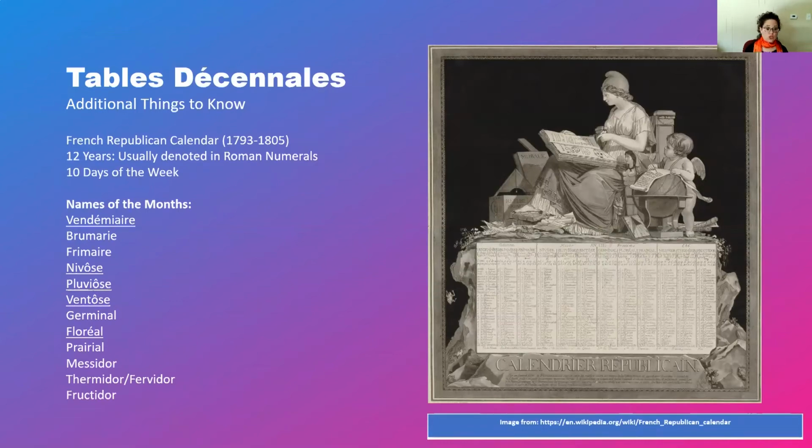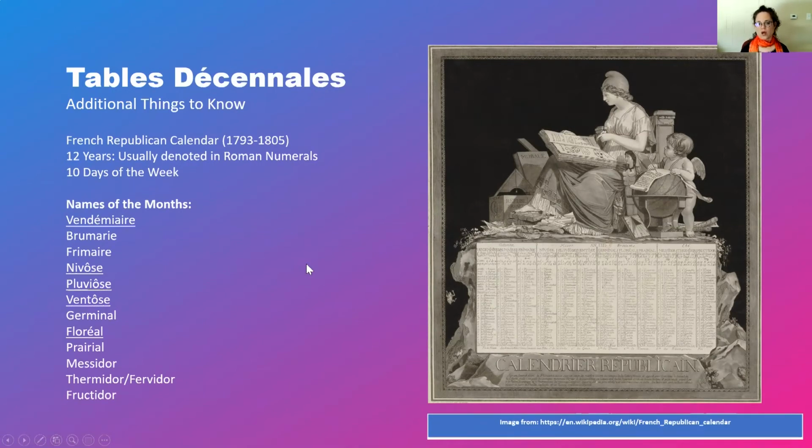It was in use for 12 years approximately. They usually denoted these years in Roman numerals, so year 1 would be in the Roman numeral, capital I. They had 10 days of the week. This is a list of names of the month that could help you: Vendémiaire, Brumaire, Frimaire, and like I say, I'm probably not pronouncing these well, but you can find a list of these if you type in French Republican calendar on Google.